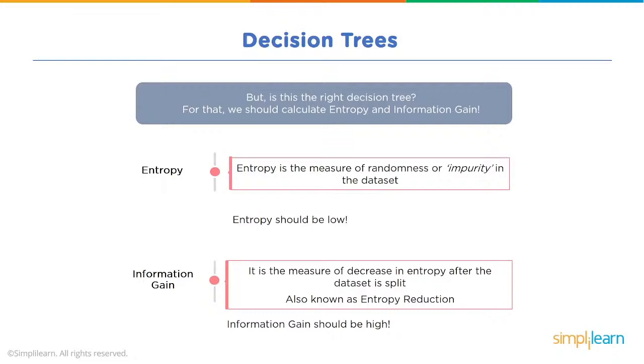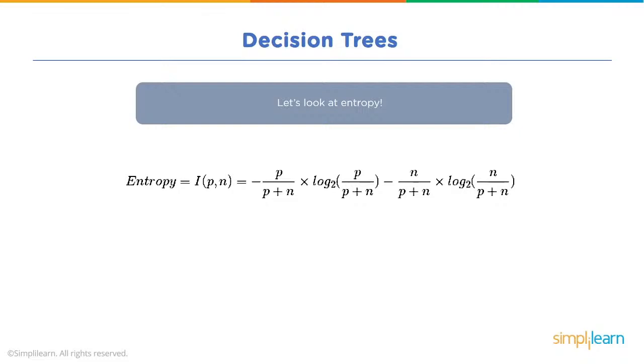Entropy is a measure of randomness or impurity in the data set. Entropy should be low, so we want the chaos to be as low as possible. We don't want to look at it and be confused by what's going on with mixed data. And the information gain is a measure of decrease in entropy after the data set is split, also known as entropy reduction. Information gain should be high, so we want the information we get out of the split to be as high as possible.